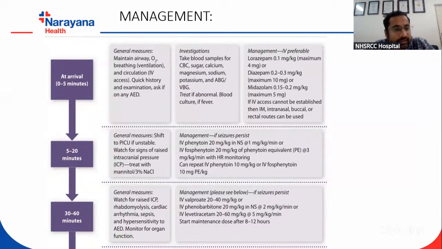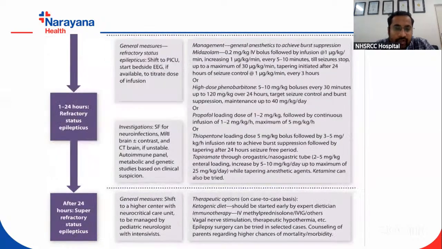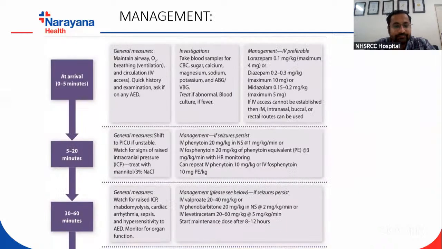If the seizures still persist after 20 minutes of medication, it is very important to watch out for signs of raised ICP, whether the child is having rhabdomyolysis, any arrhythmias, sepsis, or any hypersensitivity to your medications. Continuous EEG monitoring is advised for non-convulsive status epilepticus. If the child is still seizing, we can always use IV valproate 20 to 40 mg per kg, or IV phenobarbital, or IV levetiracetam, which is most commonly preferred nowadays, the dose being 20 preferably.